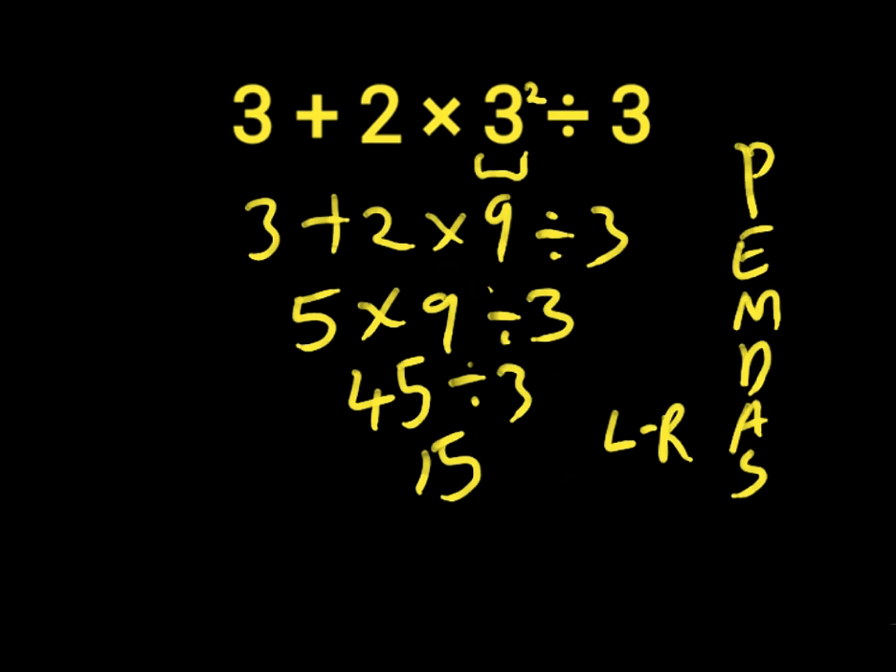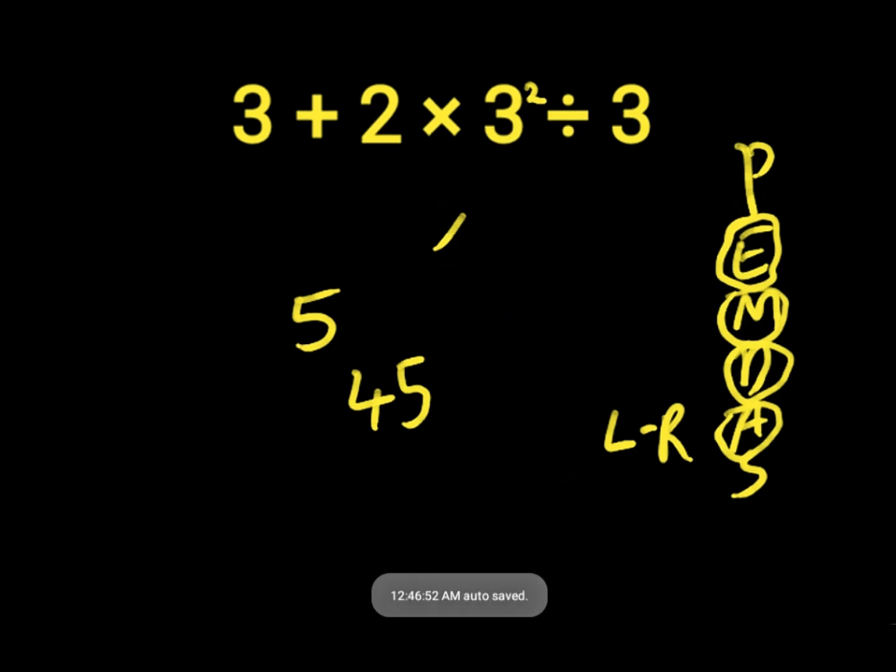So in this expression, first of all solve our exponent. We take our exponent, then our multiplication, division, and addition. We don't have a parenthesis and a subtraction in this expression. Let's dive into the right answer to this expression.